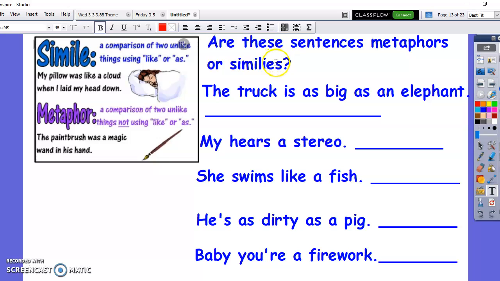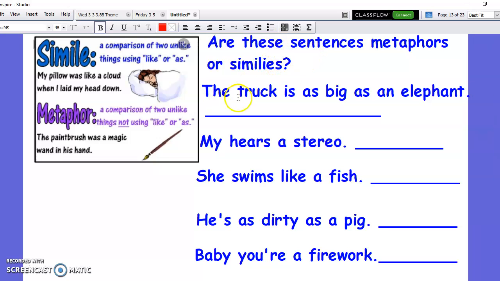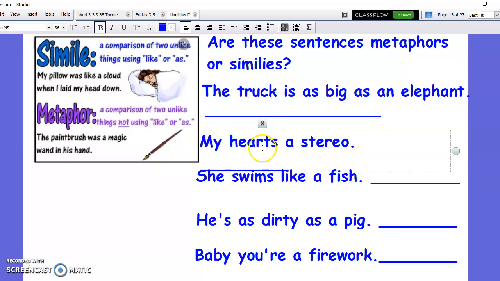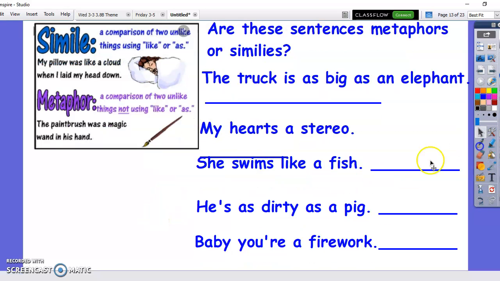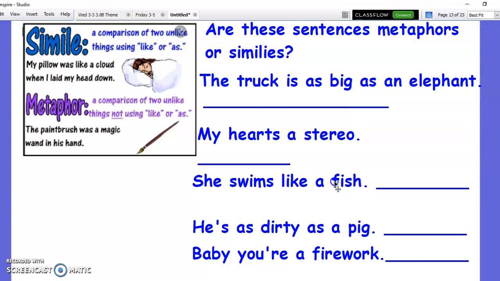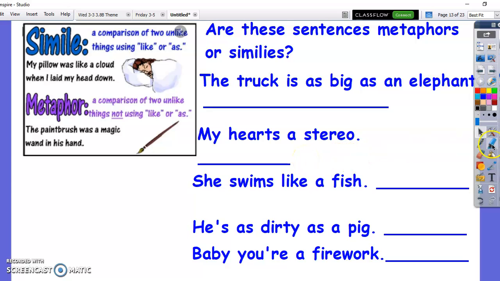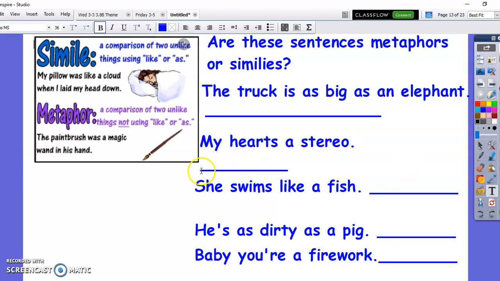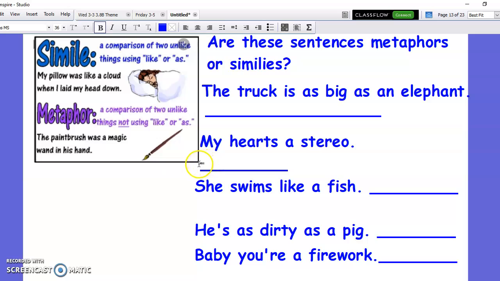So again, you're going to tell if these sentences are metaphors or similes. The truck is as big as an elephant. She swims like a fish. He's as dirty as a pig. Baby, you're a firework.